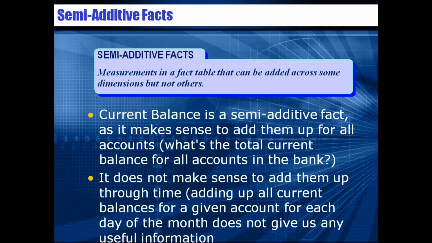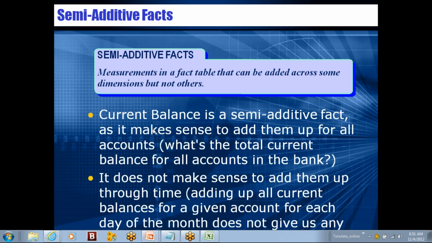If I add the current balance as per a customer, does it make any sense? See, current balance is a semi-additive fact as it makes sense to add them up for all accounts. If I add the current balance of all the accounts of that particular branch, I will get the current balance of that particular branch on that day.